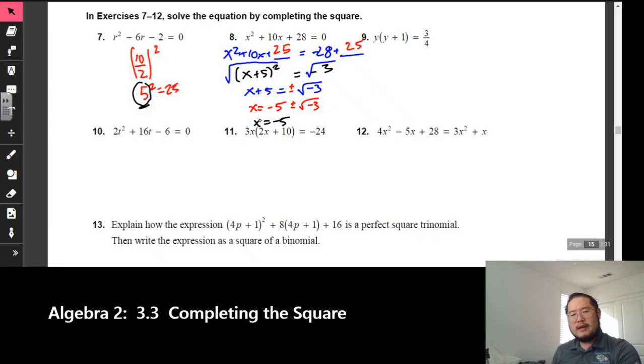X is equal to negative 5 plus or minus. And then we can go ahead and put negative 1 times 3 as our factors. And the square root of negative 1 is i. So we have i rad 3. And there is your answer.